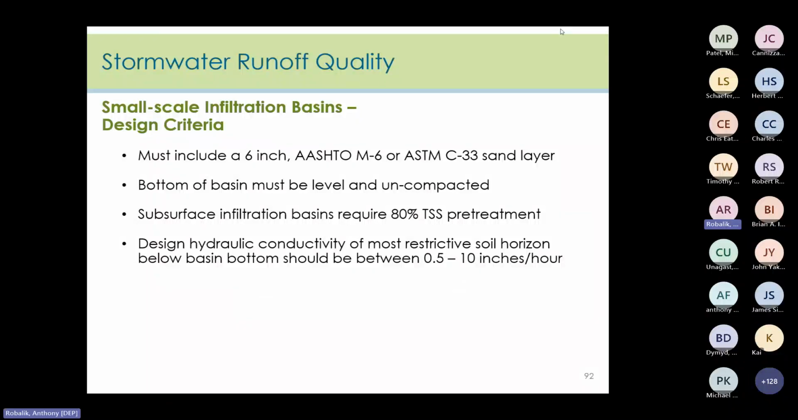So during your review for small-scale infiltration basins, also check that the minimum thickness of the appropriate sand is present, and check that the basin is not used as a stockpile location during construction. Make sure there's anti-compaction language on the plans, and if they are using a subsurface infiltration basin, there is an 80% TSS pretreatment requirement to keep in mind. Also make sure the hydraulic conductivity testing was performed correctly and that the design rate used is between 1/2 inch to 10 inches per hour.